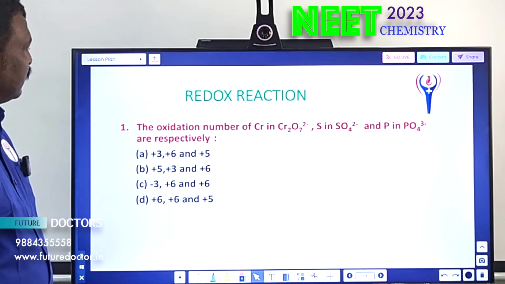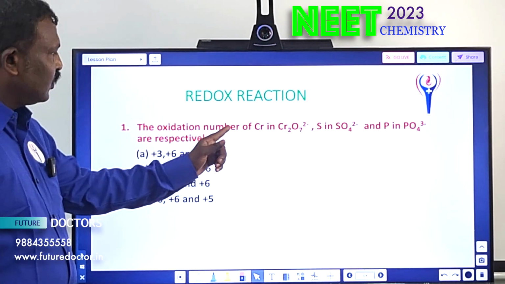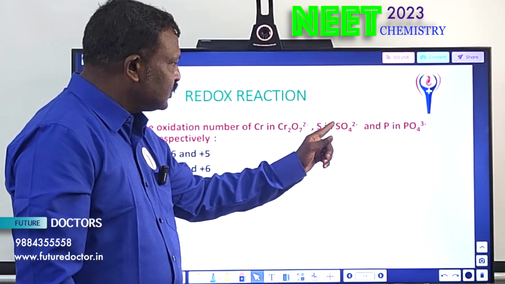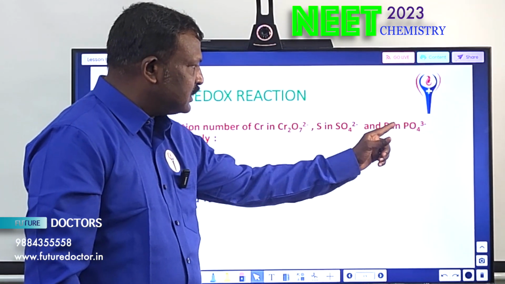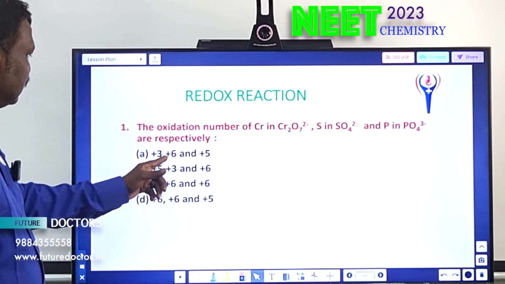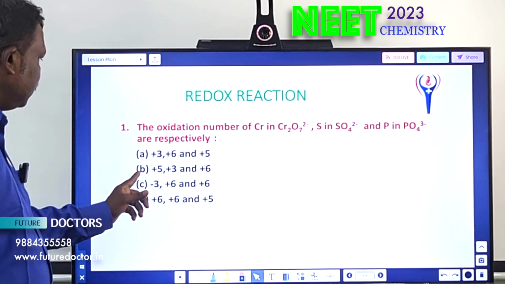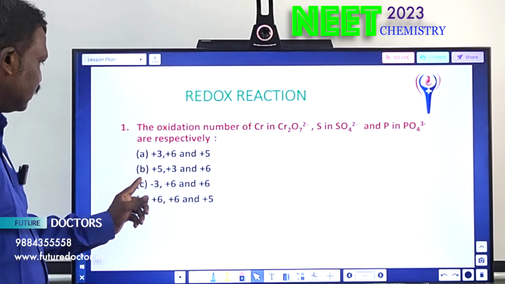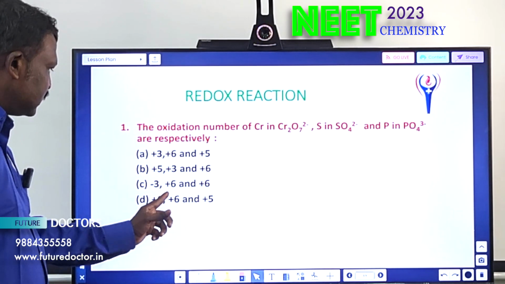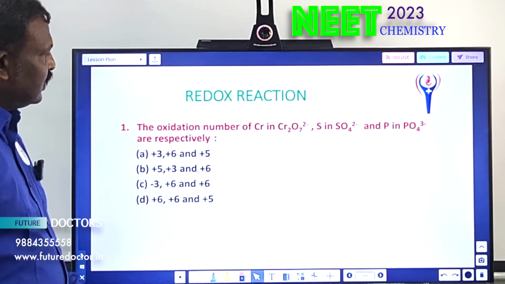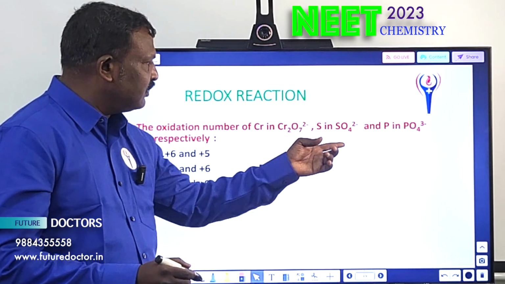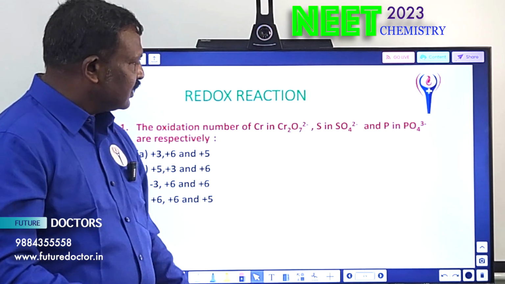Simple one. The oxidation number of chromium in Cr2O7 2-, sulfur in SO4 2-, and phosphorus in PO4 3- are respectively. Option A: +3, +6 and +5. Option B: +5, +3 and +6. Option C: -3, +6 and +6. Option D: +6 and +5. So you must know some oxidation numbers, especially hydrogen and oxygen. Only then you'll be able to find out the other elements' oxidation states.